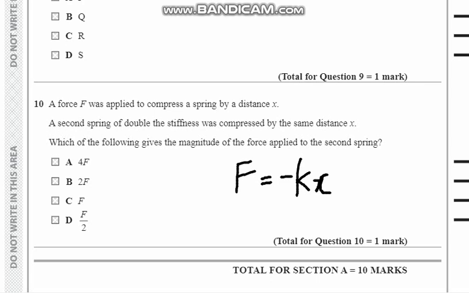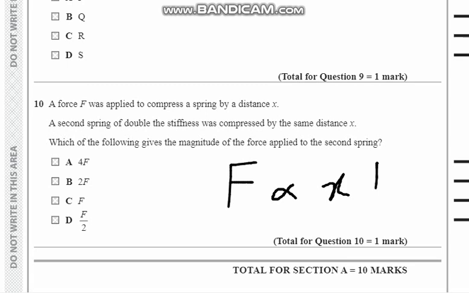We'll ignore the minus sign. It says that a second spring of double the stiffness was compressed by the same distance, so the constant doubles. They ask us what happens to the force. We should be familiar that force is directly proportional to k. So when k doubles, force will also double. So our answer will be B, that's 2F, and we are done with the MCQs.